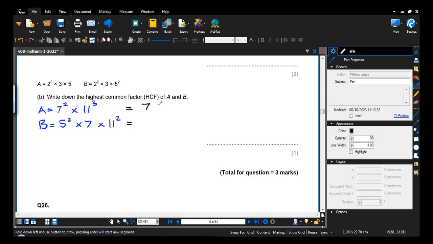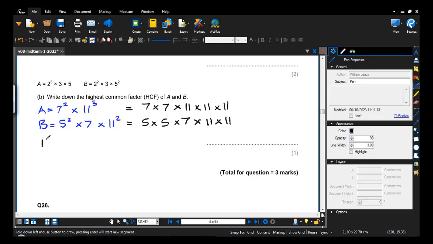So we're just going to expand that. 7 times 7, because 7 squared, times 11, times 11. Actually, I'm not going to show you the shortcut because I don't want to confuse you. Some students know the shortcut. Bottom one is going to be 5 squared, that's 5 times 5, times 7 times 11 squared, times 11, times 11. Okay, fine.